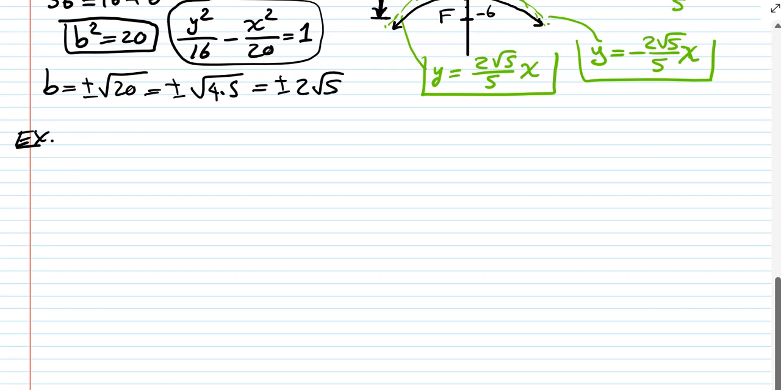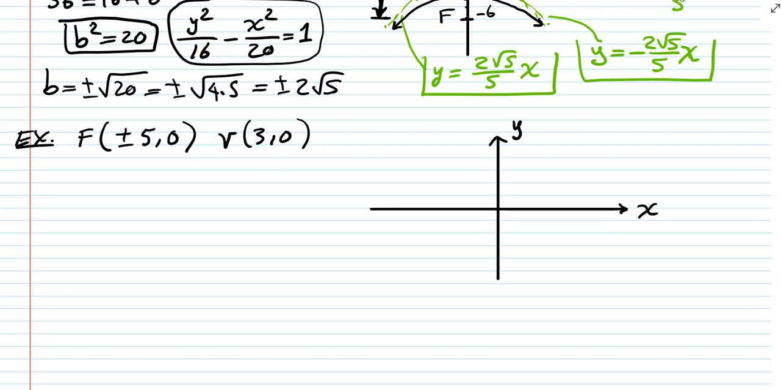Let's take a look at another example. In this next example, suppose now I want to find the equation of the hyperbola who has foci at plus minus 5, 0 and a vertex at 3, 0. Again, let me bring my coordinate system first. All right, let's try to do this one. And again, we're trying to find the equation of a hyperbola and we will graph it also.